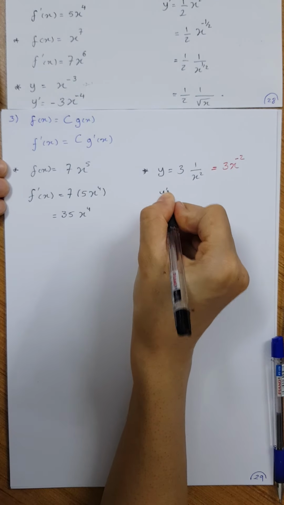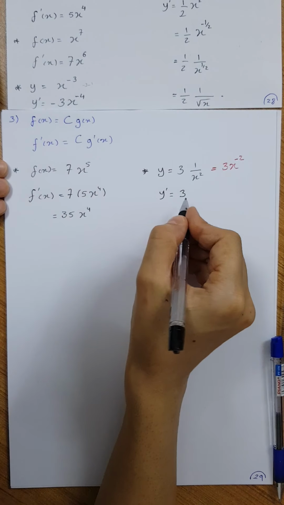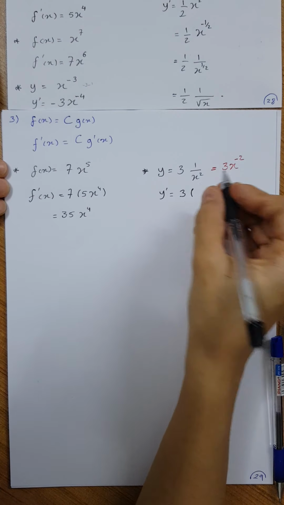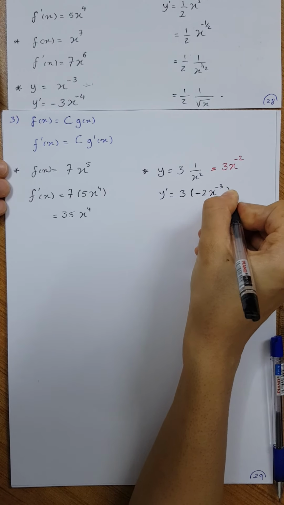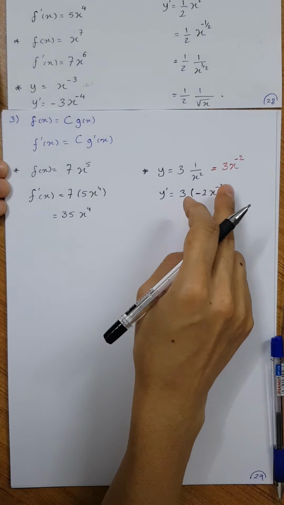Now the derivative of this one is equal to what? 3 is written here, the constant, I'm writing it right there, and then the derivative of x to the power of minus 2 is equal to what? Minus 2 x to the power of minus 3. Why minus 3? Because we are decreasing the power by 1. Minus 2 minus 1 is equal to minus 3.